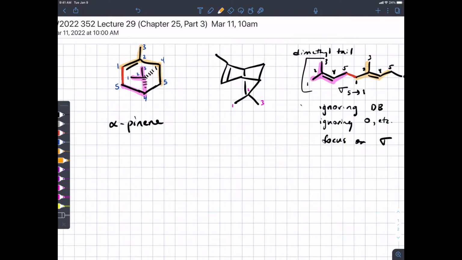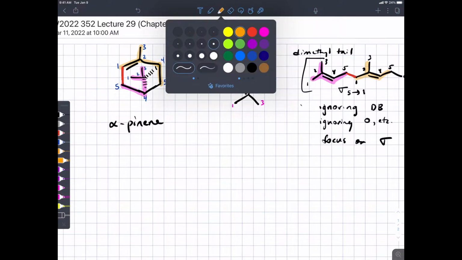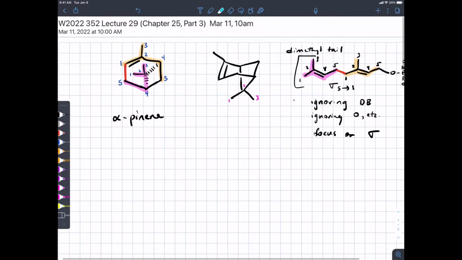And so this then gives me an idea. I see a bond there between orange 5 and pink 4. That's not in the linear precursor. So that gives me an idea that I need to make that bond. There's also a bond between orange 4 and pink 2 that's not in the linear precursor, so I know I need to make that bond too.